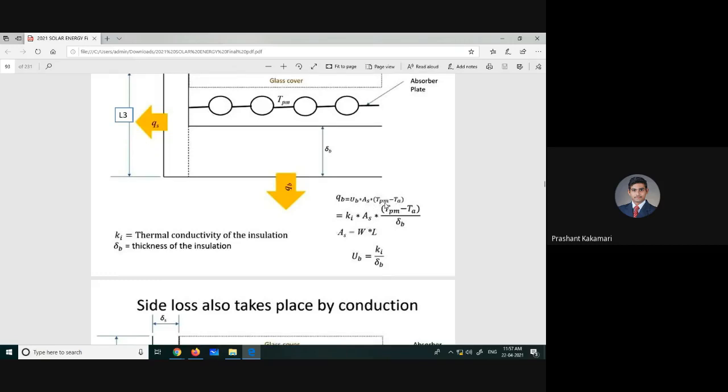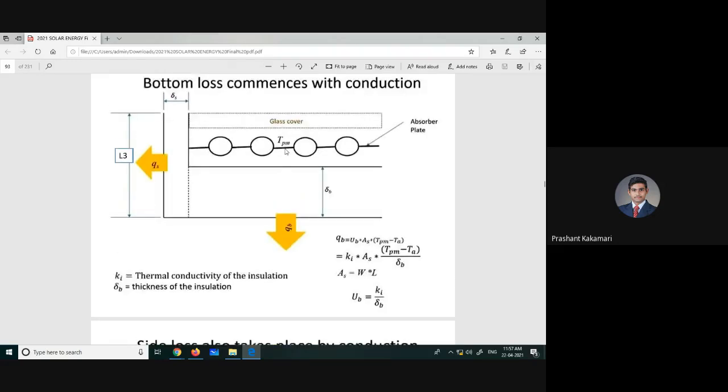So the temperature difference is the temperature difference between the plate, which is connected with tubes, because we are talking about the heat losses from the metallic plate itself, not with the bottom insulation or the glasses. So keeping that in mind, we have to consider the mean temperature of the absorber plate which is maintained, that is TPM, and the atmospheric temperature, that is TA.